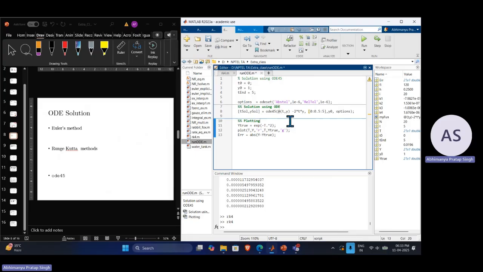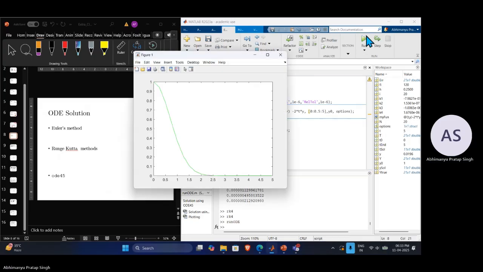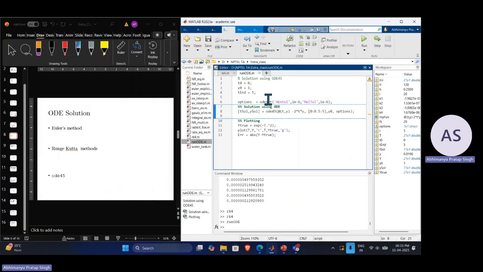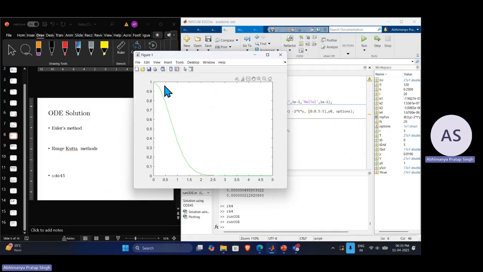This is the initial conditions, and then we have these options that we pass on to this. So now let's do this. You can see that they are sort of superimposing on one another. Now let us decrease this tolerance, but since this is adaptive time stepping, we assume that the solution would be good anyway.